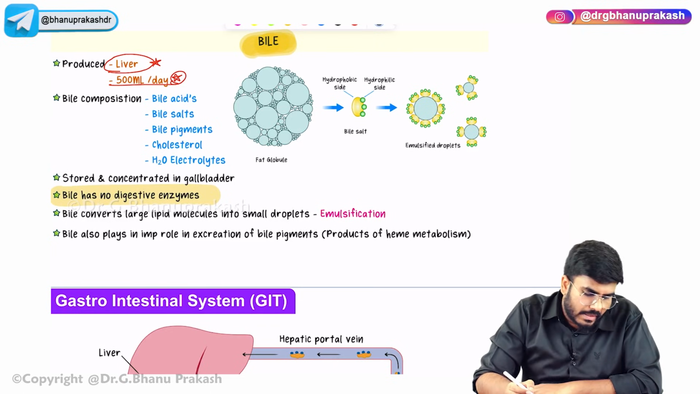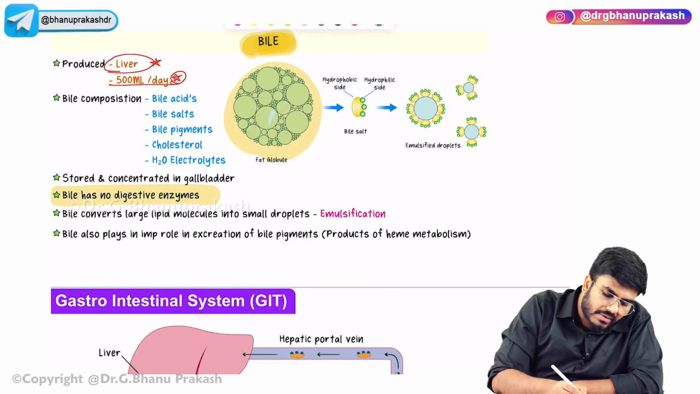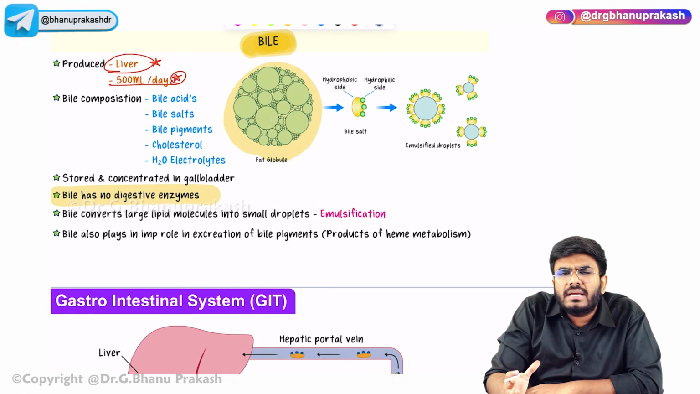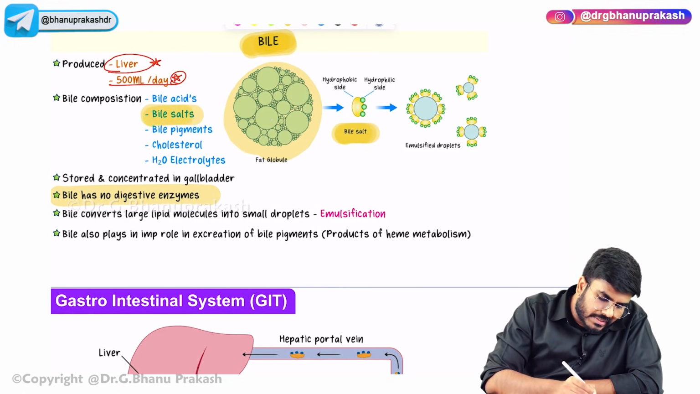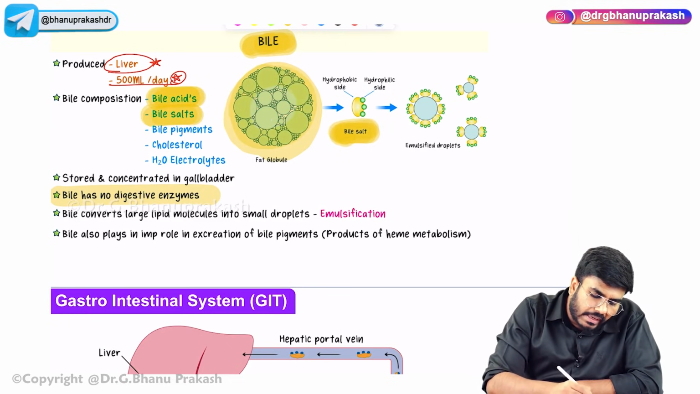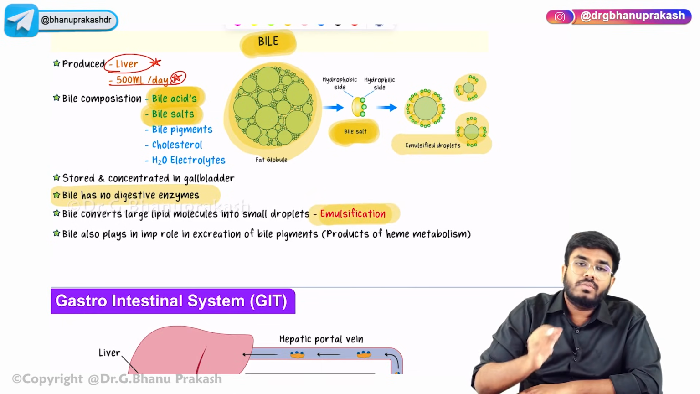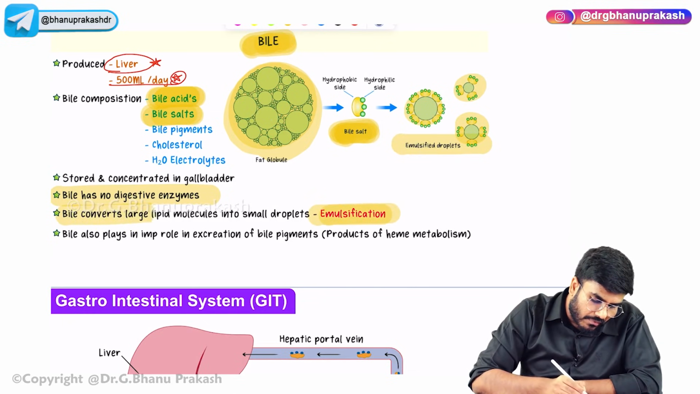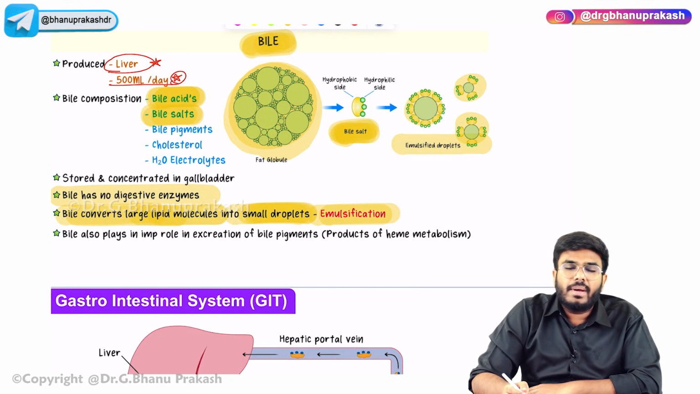Then what is the role of bile? Bile is going to convert large fat molecules, which are difficult to digest. Bile salts and bile acids will convert these large lipid droplets into smaller droplets. This process is called emulsification. Emulsification is the conversion of large lipid molecules into smaller droplets, and who does that? Bile acids and bile salts.